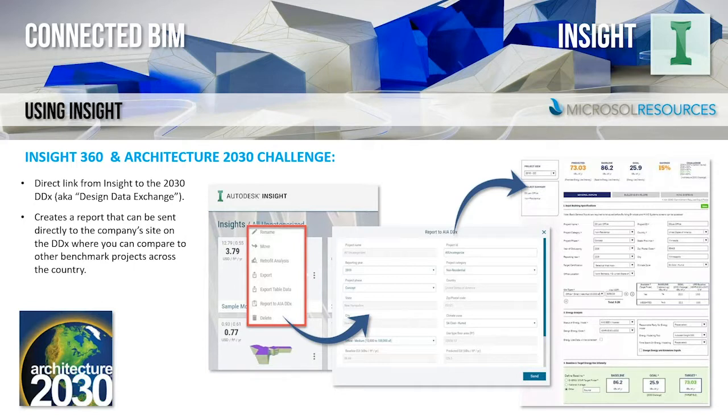There's a direct link from the model to the 2030 DDX, which is otherwise known as the Design Data Exchange. This creates a report that can be sent directly to the company's site on the DDX, where you can compare to other benchmark projects from across the country. This allows you to pull the report at more frequent intervals throughout the design process as well.